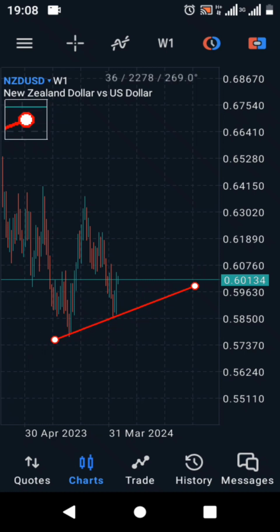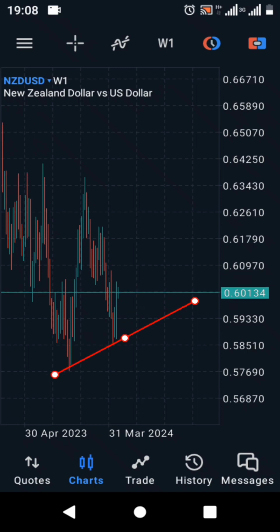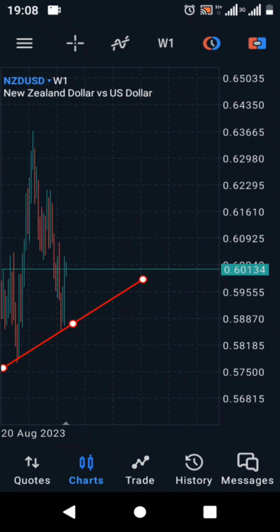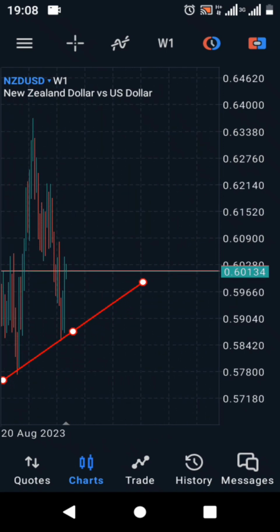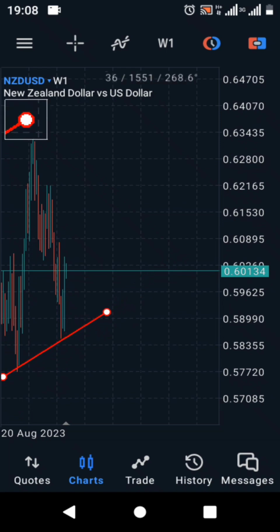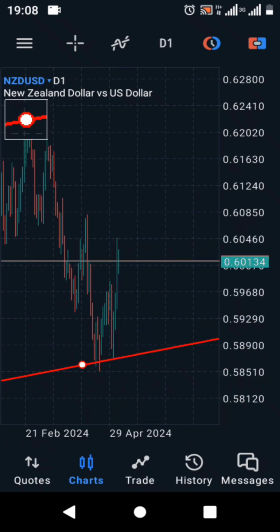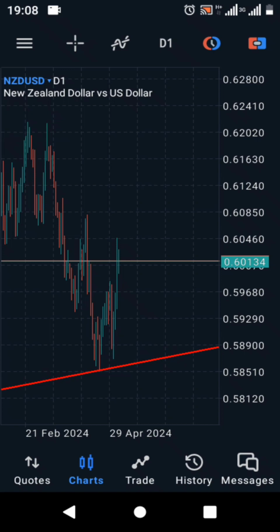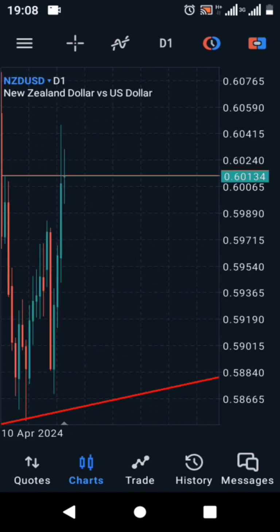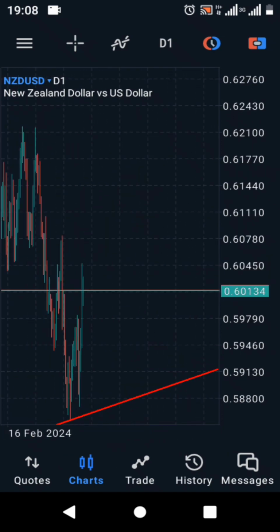Always, since I'm still a beginner at this too, ever since I started trading them, they go in the same direction. I can say they always go in the same direction, and I'm always catching them.